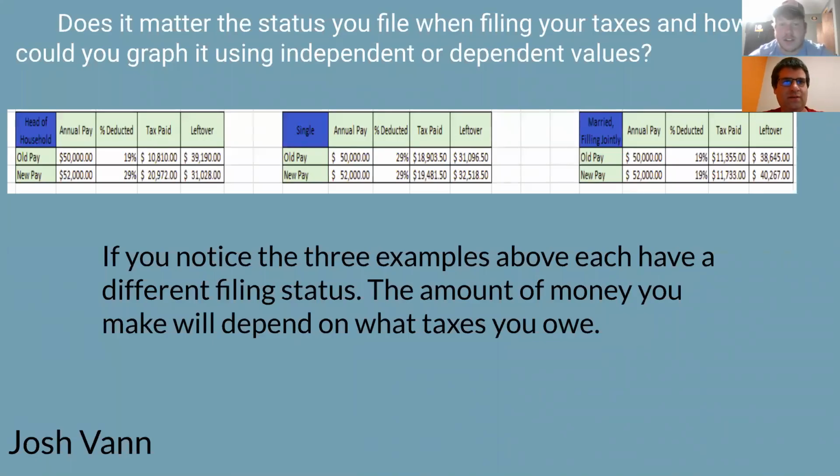Hey, Josh, does it matter the statuses you file when filing your taxes, and how you could graph it using independent or dependent values? If you notice the three examples above, each have different filing statuses. The amount of money might depend on the taxes that you owe. Like in the first set of columns, it's if you're a head of household. The middle is if you're single, or on the far right, it's if you're married filing jointly.